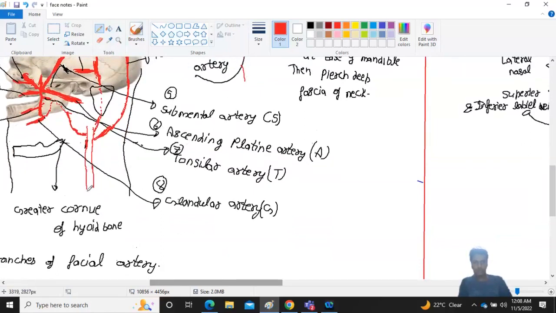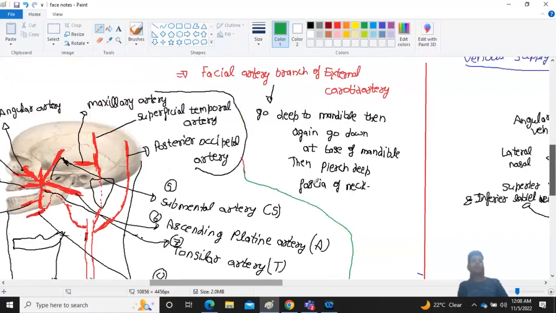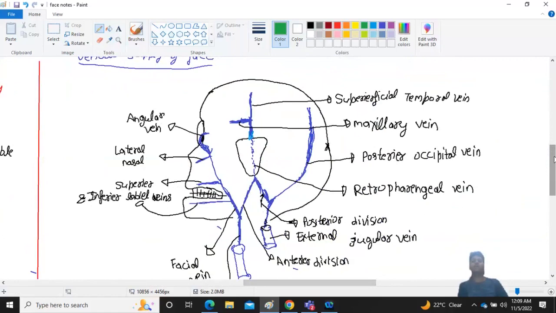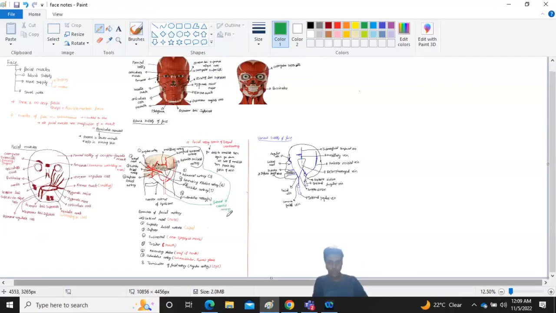If we name it, this is the external carotid artery, and these are branches of this external carotid artery. The facial artery is also a branch of the external carotid, and these all are facial artery branches. So this is the arterial pattern of the face and skull, and this is the venous pattern of the face and skull. Done. This is the portion we have covered: the blood supply, arterial and venous.